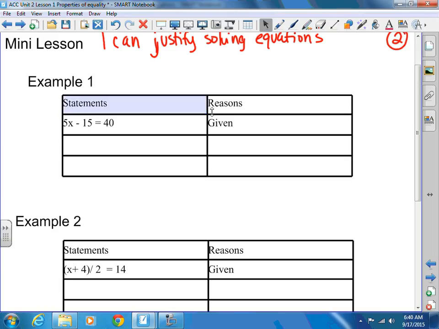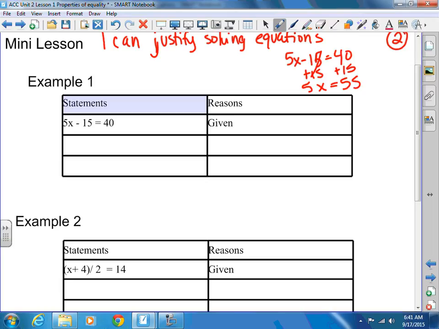So what we're going to do is solve this equation separately, but then fill in the rest of the statements and the reasons. We're going to solve it so that our work is not shown in our table, but each step is logical. So if we had 5x minus 15 equals 40, the first thing we would have to do is add 15 on both sides. That would leave us with 5x equals 55.